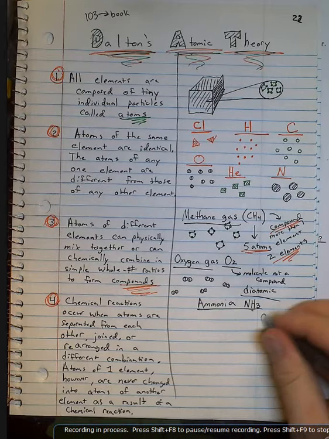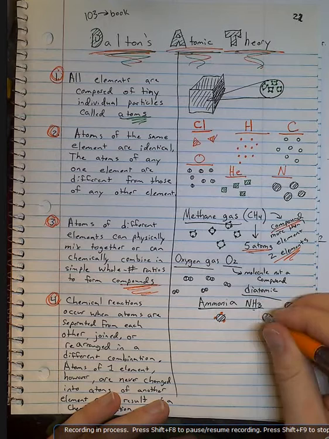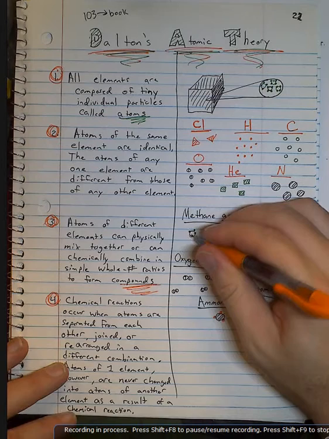There's our one nitrogen. We need three hydrogens around it. One, two, three. One, two, three. One, two, three. And all these guys should, based on my original drawing, be orange. I wasn't paying attention.